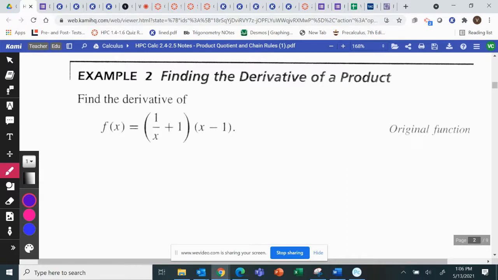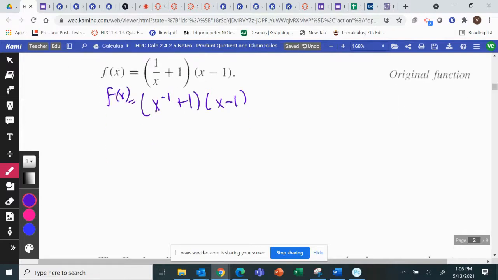Yeah, there's nothing special about this one. Okay. So I'll have x to the negative 1 plus 1 times x minus 1. So that is still f of x. I have not taken the derivative yet. So now we're going to do the derivative. So we'll have f prime of x.